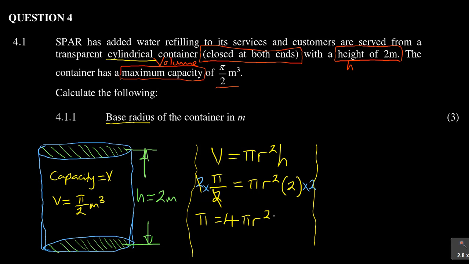r squared. Remember, it's an equation now that I'm solving for r, and then I can move on to divide both sides by 4 pi and 4 pi, so that this will cancel like that, and the pi will cancel to remain with a 1 on top. So I'll be having now 1 over 4 is equal to r squared, or you can rewrite this and say r squared is equal to 1 over 4.